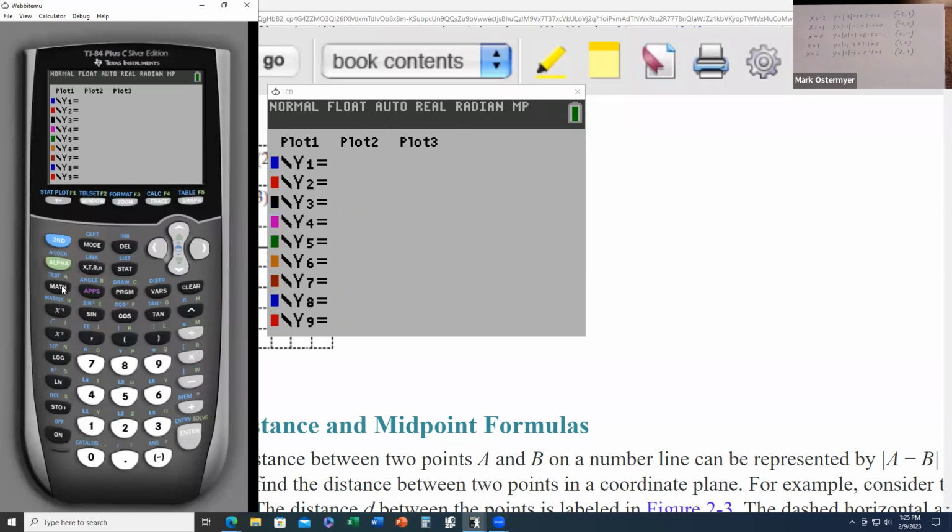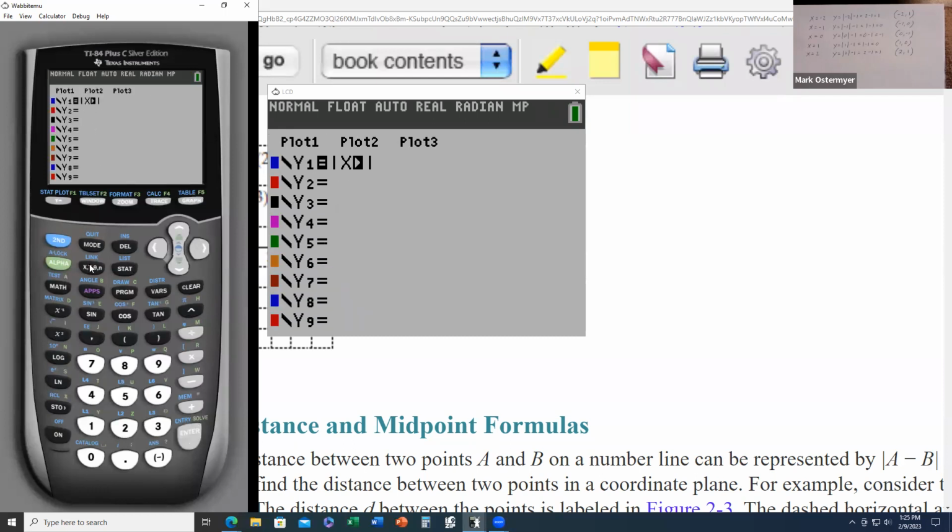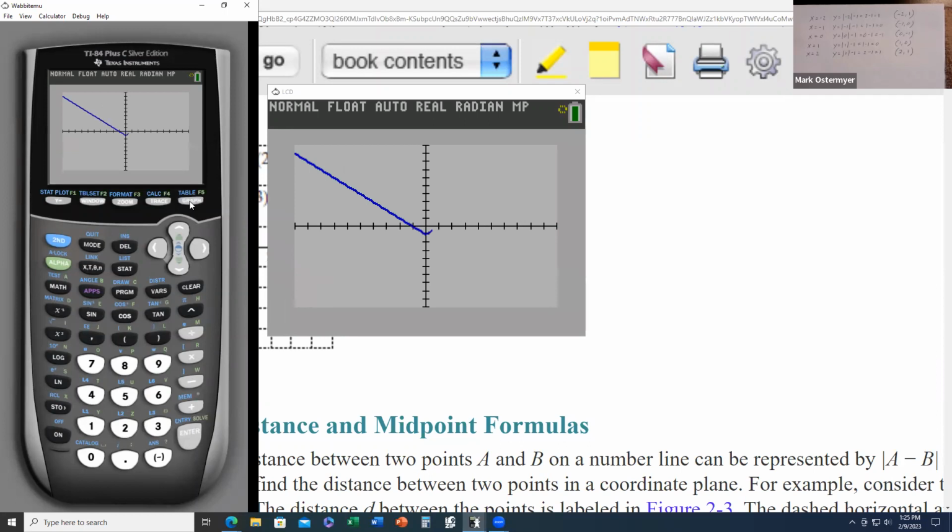Okay, so now in your equation editor, hit math, go over to number, select the ABS function. That's the absolute value of x. Hit your right arrow key to get out from inside the absolute value. Then minus 1. Hit enter and just hit graph. Remember, my x and y axis is configured from -10 to 10 by 1. I did not change that from the last graph. When you hit graph, you should see that V-shaped graph opening upwards. Everybody get that one done? Okay, no problem.